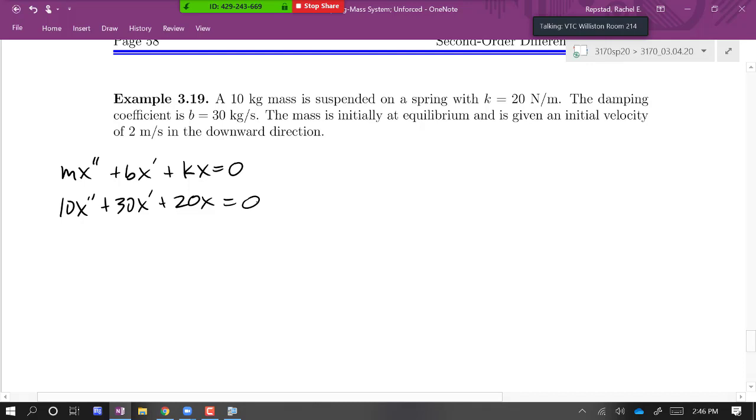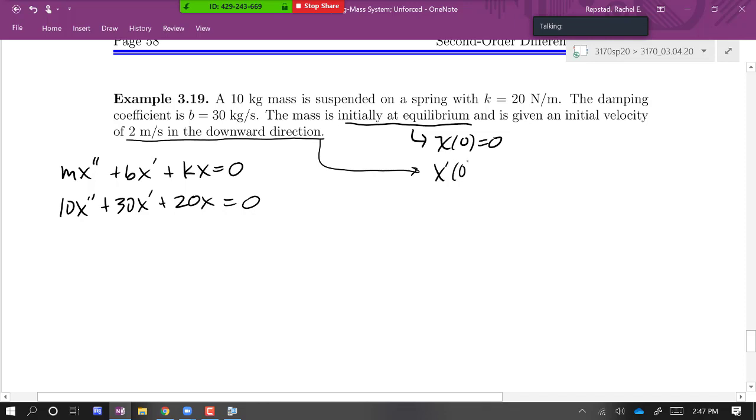Before we solve this, this is an initial value problem. They tell us that the mass is initially at equilibrium. So that tells us that x of 0 is 0, right? The displacement from equilibrium is 0. And then an initial velocity of 2 meters per second in the downward direction. That means that x prime of 0 is negative 2. And we're going to find our function.